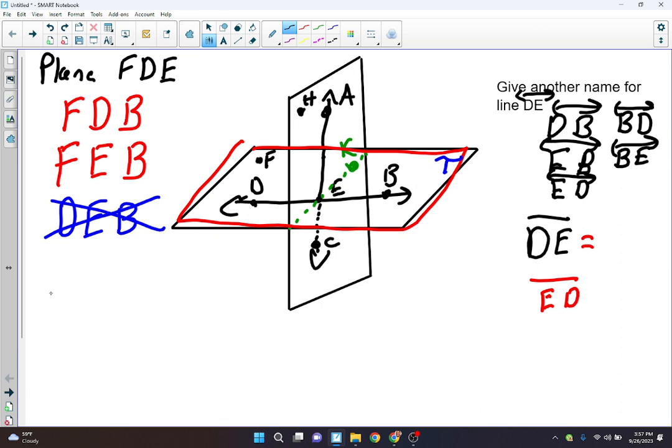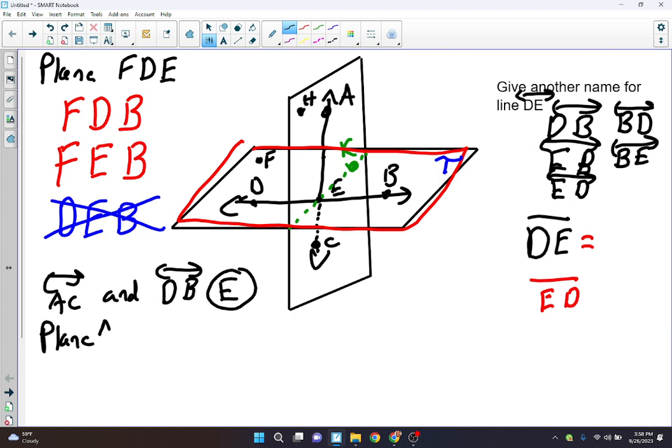All right, now here's the trick though. What if I ask, what's the intersection between line AC and line DB? The answer is point E. Good. Now, what if I ask, what's the intersection of plane AHC and plane DFB?